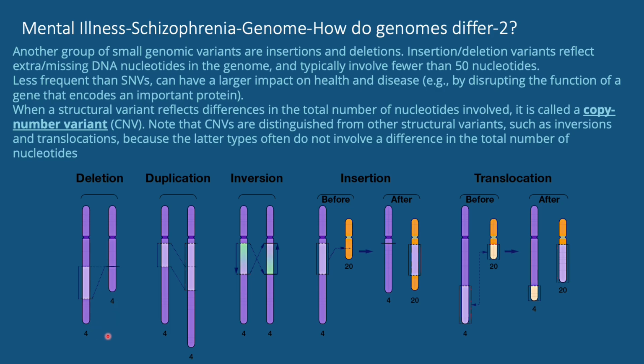What you see here in the cartoon are chromosomes and numbers. These numbers represent the chromosome number. This is chromosome number 4. In the first example, we see a deletion of a portion of the DNA. The resulting chromosome DNA is shorter. While in duplication, the second example here, you see the duplication of a certain portion of the DNA. The resulting chromosome 4 is longer.